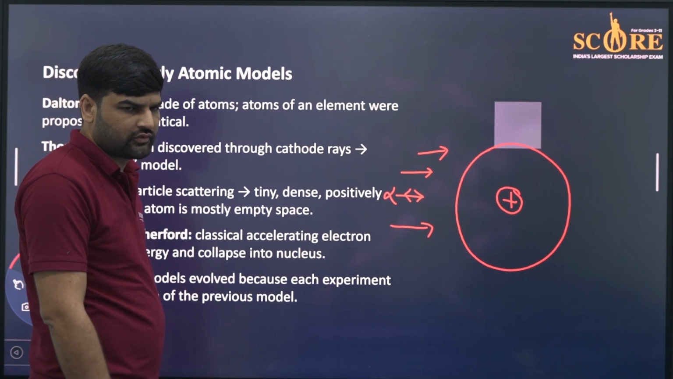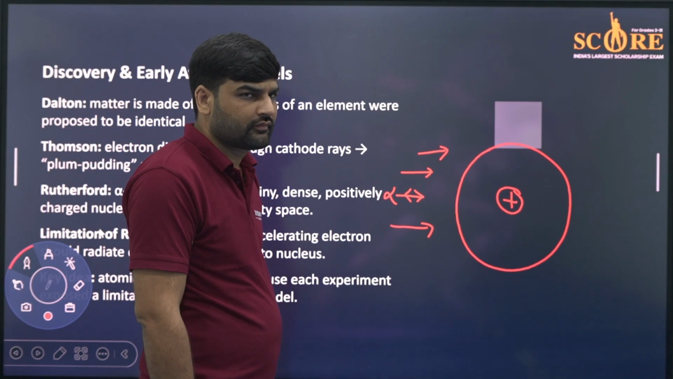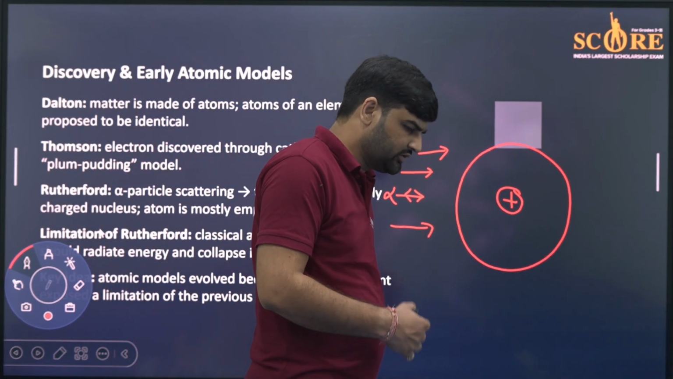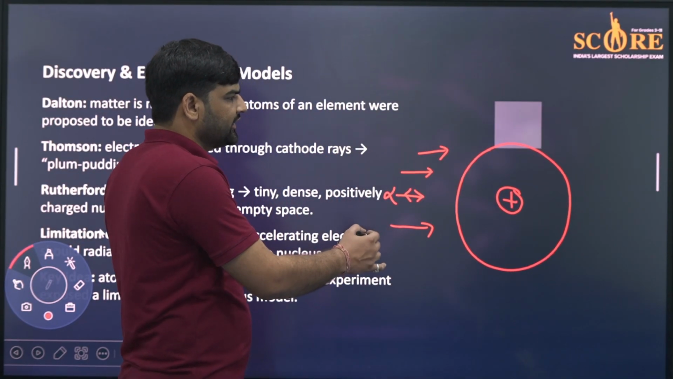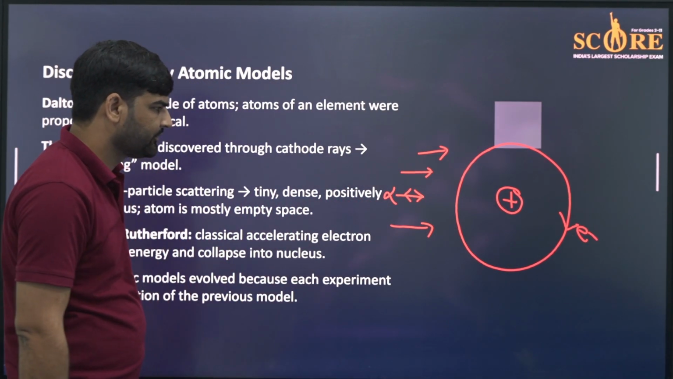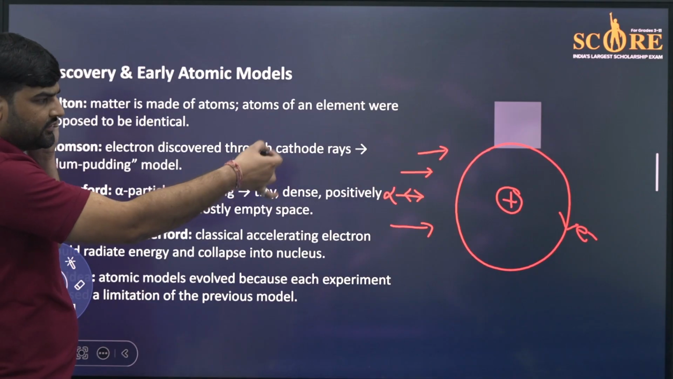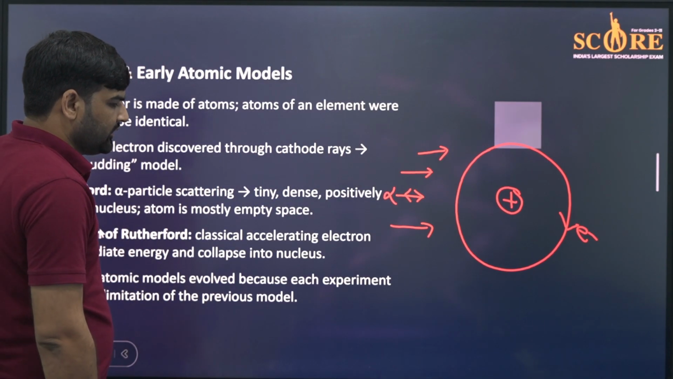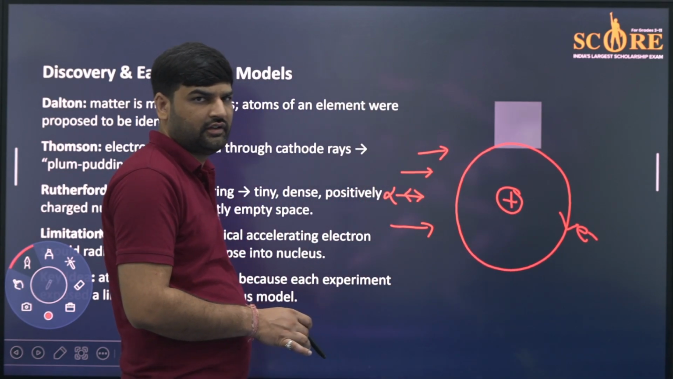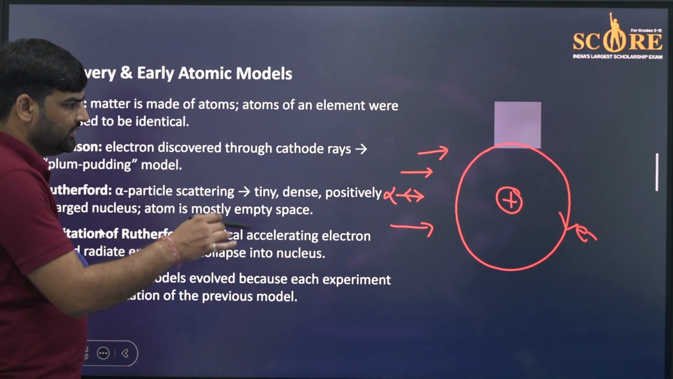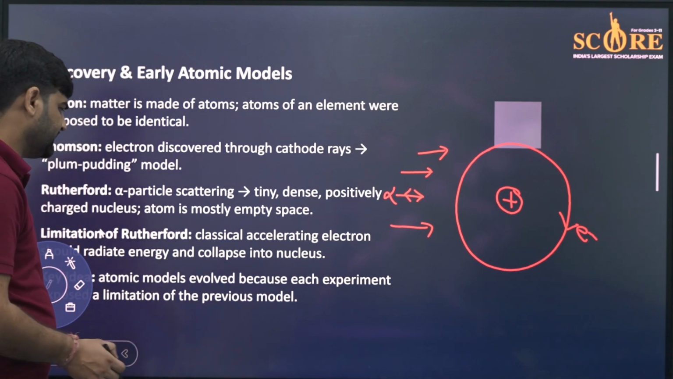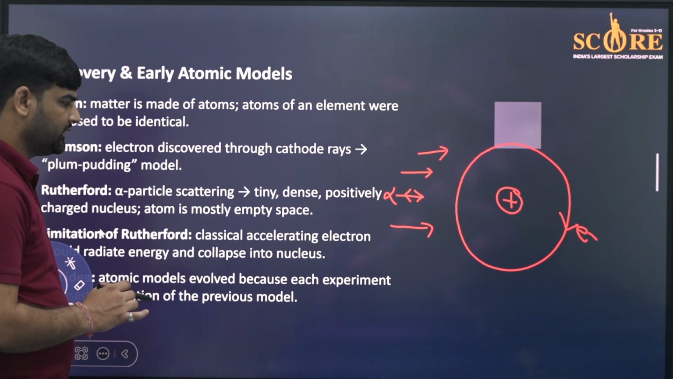This model also failed when classical theories came. According to this theory, every accelerated charged particle revolving in a circular path emits some amount of energy, energy loss occurs continuously, and finally this charged particle collapses into the nucleus. So this model also failed.